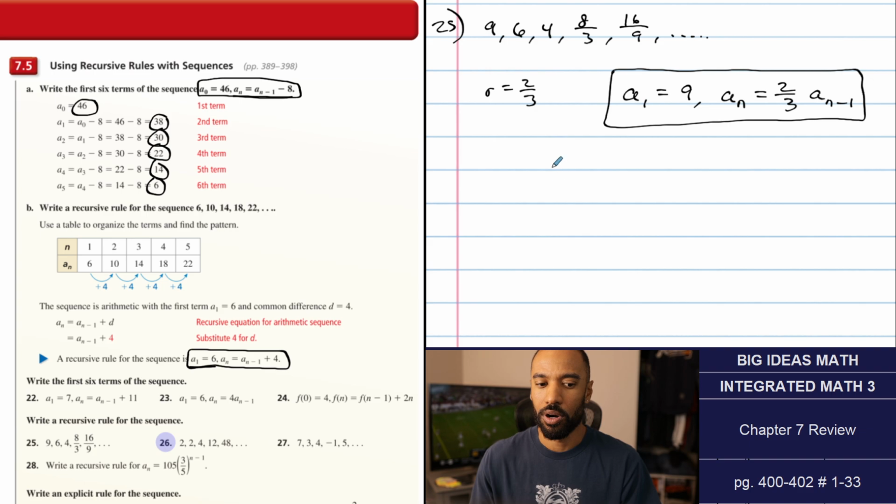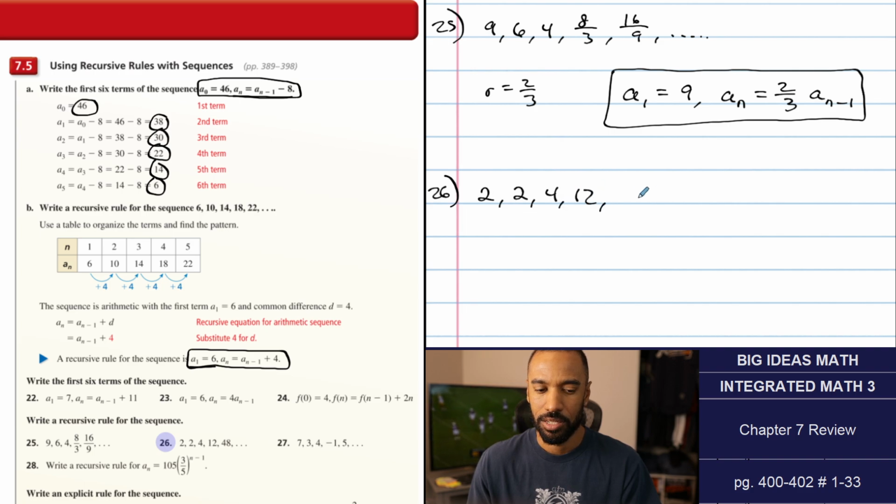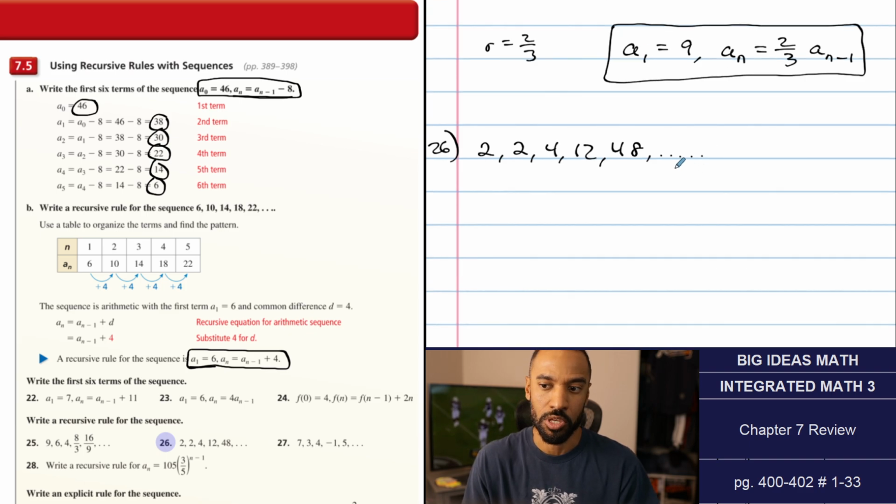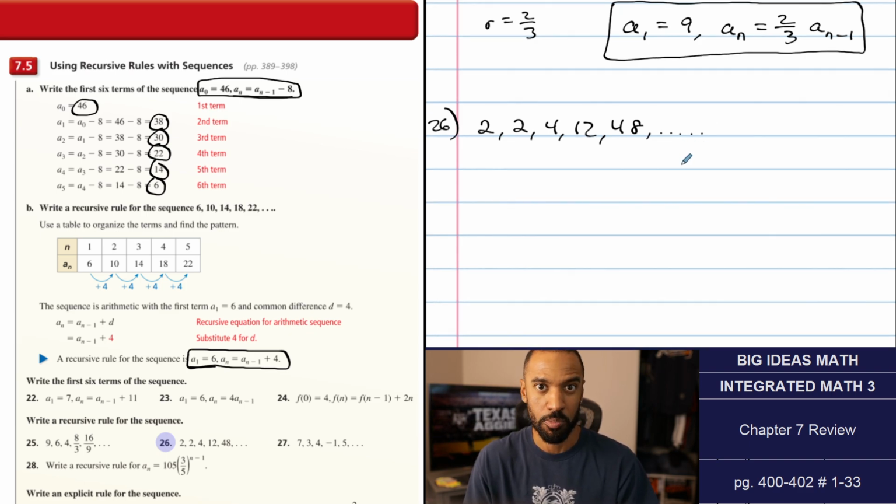2, 2, 4, 12, 48. Given that the first two are 2 already, it's clear that this is neither arithmetic nor geometric. It can't be something common, otherwise they would stay as 2s, either adding 0 or multiplying by 1, and that's not this here. Now, let's look into the differences and the ratio.